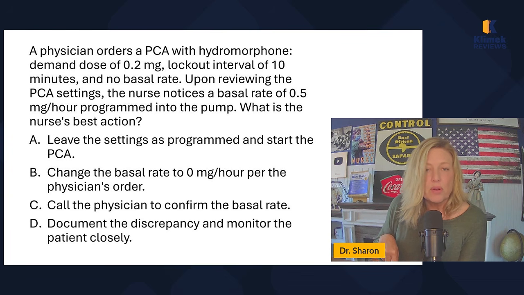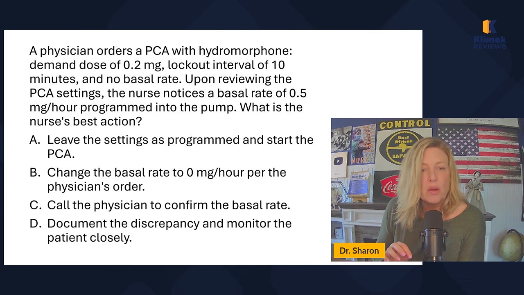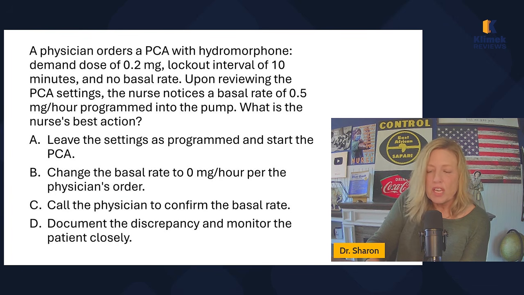Leave the settings as programmed and start the PCA. Well, if I do that, I'm not following doctor's order, so I'm not going to do that. Change the basal rate to 0 per the physician's orders. Well, that's following doctor's orders, so B is a good option. Call the physician to confirm the basal rate. I've got a doctor's order. I don't have to call. Document the discrepancy and monitor the patient closely. Okay, what is the nurse's best action? Y'all, I have to change it to 0.